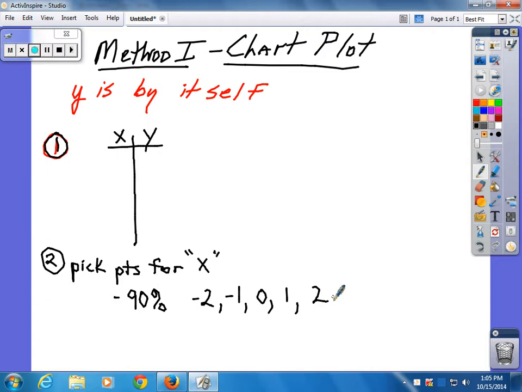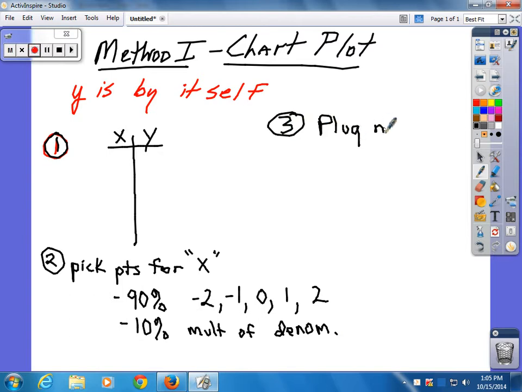What about the other 10% of the time? The other 10% of the time, I'm going to use multiples of the denominator. Well, what does denominator mean? That means we've got what in the equation? A fraction. That's right, class. Plug and chug. Plug in the numbers that you pick in for x and get y. Plot points.